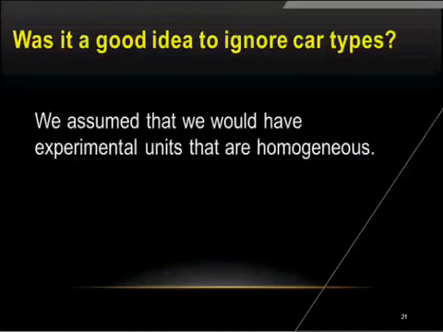All right, so what happened? What actually happened to our design? Was it a really good idea to ignore car types? We did think that maybe there are some cars with higher or lower performance that we use for our design. But in the beginning of the experiment, we did assume that we would have cars that are homogeneous, that are all alike. Because they came from the same parking lot, we took them at random, and we assumed that they are all alike. But in fact, they were not.